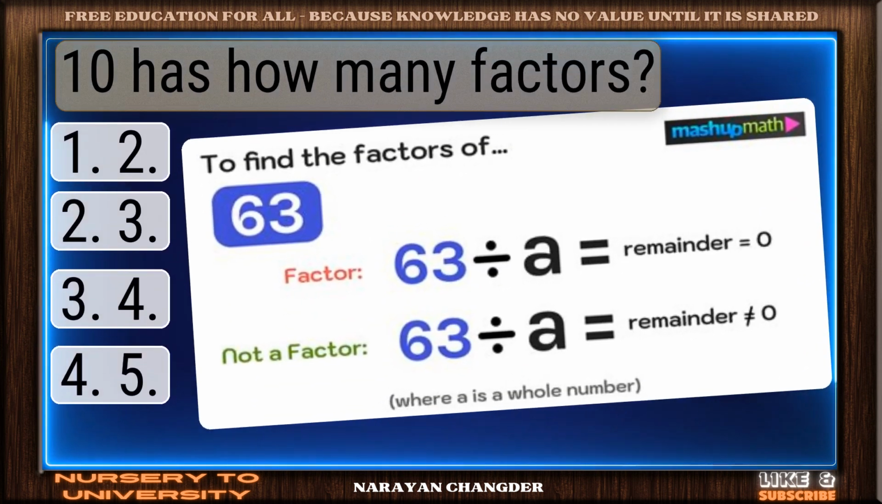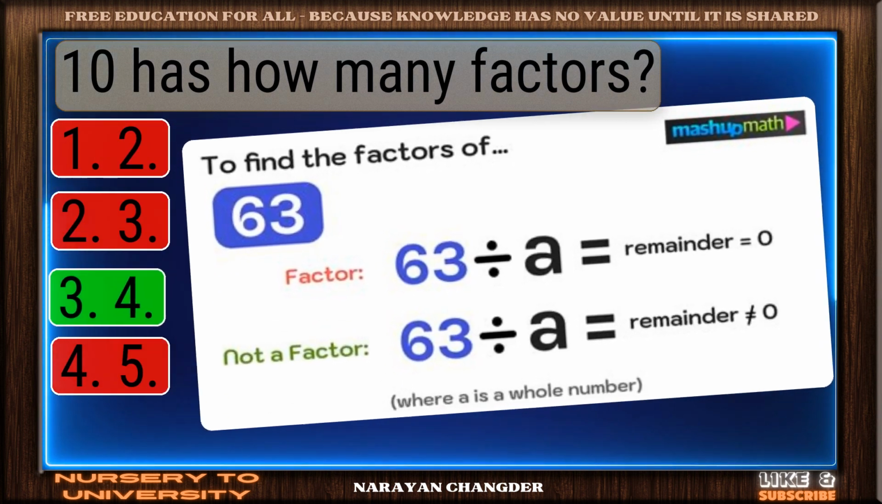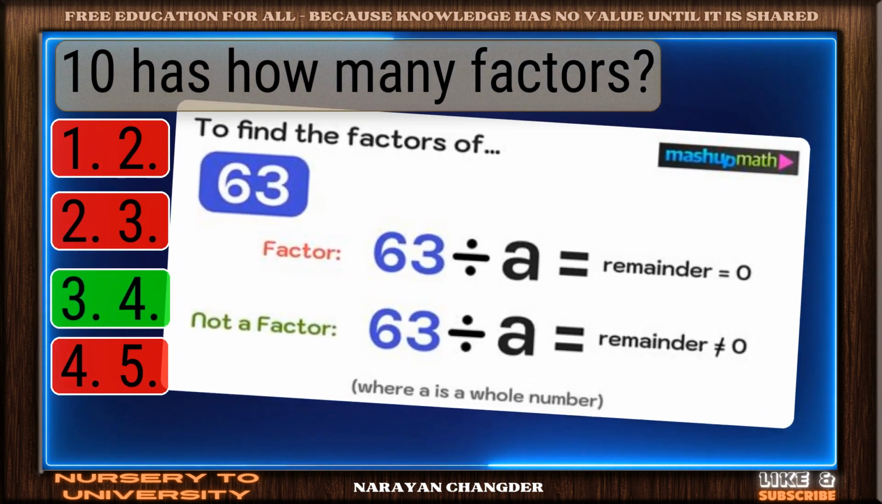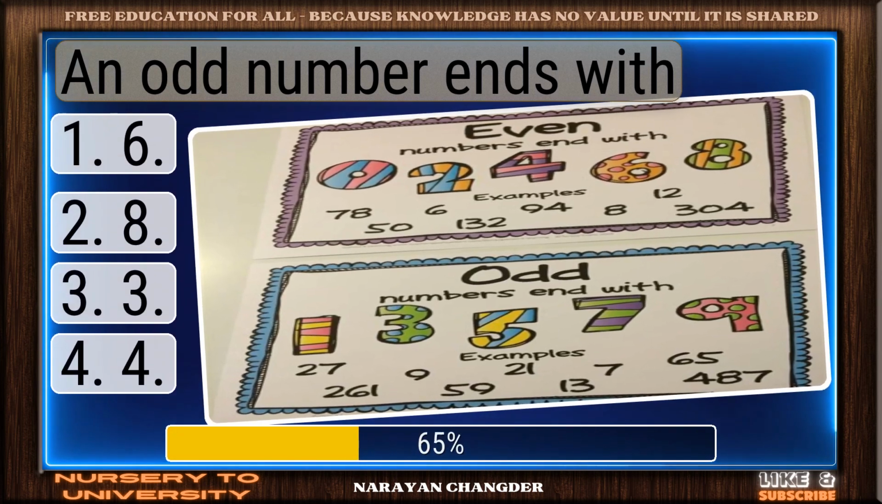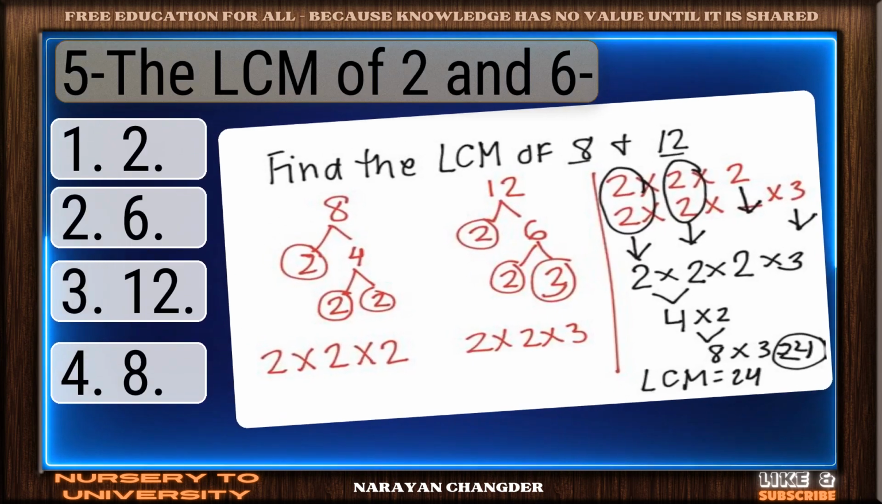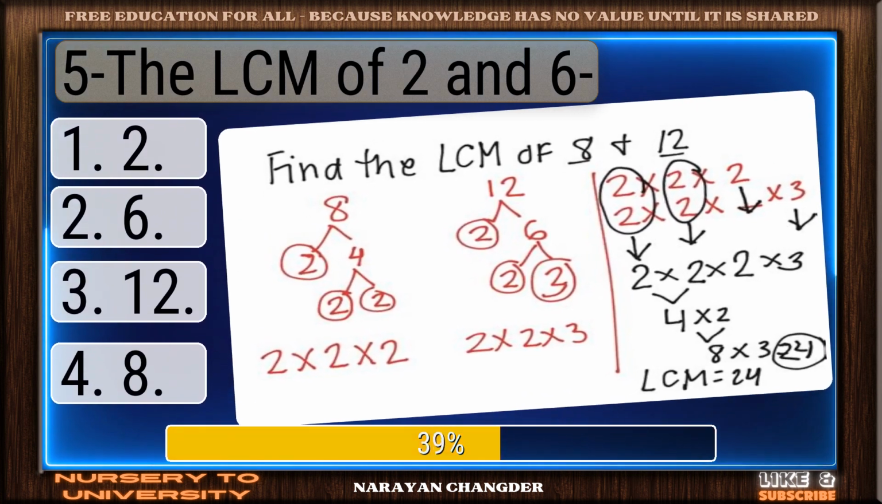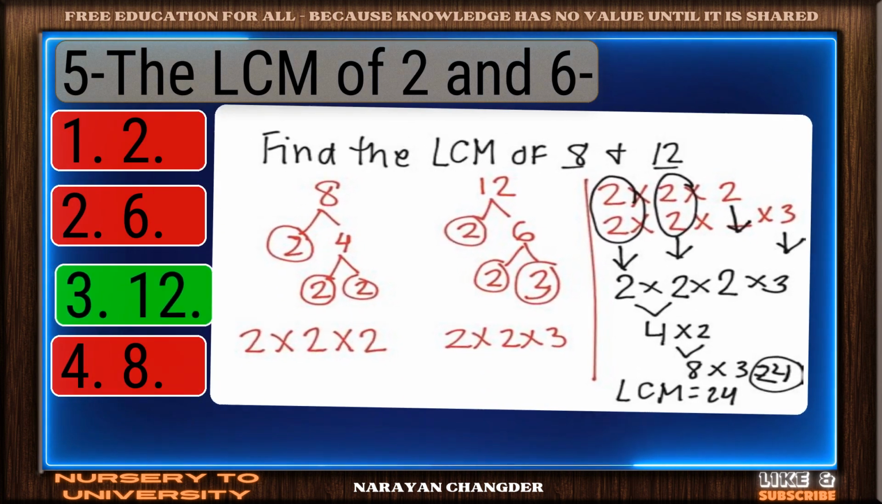10 has how many factors? Exactly. 4 makes sense, and it is the right choice. An odd number ends with? Bravo. 3 is the answer. The LCM of 2 and 6. Good thinking. 12 is the right answer.